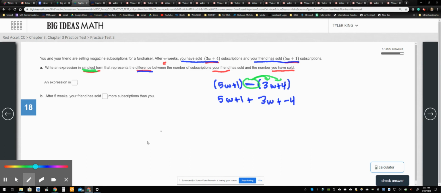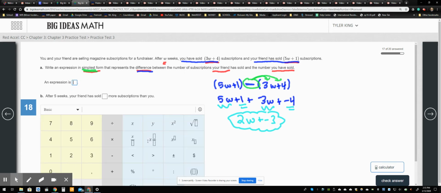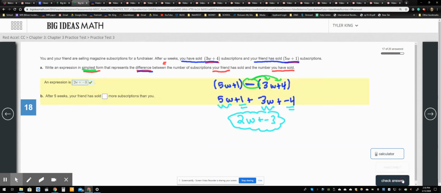So now we have this. We can combine like terms. 5W and negative 3W is going to be positive 2W. And then we have 1 and negative 4, and that's going to become negative 3, so plus negative 3. So we should be able to set it in like this. It might not like this plus negative here, but we can check. So we have 2W plus negative 3.